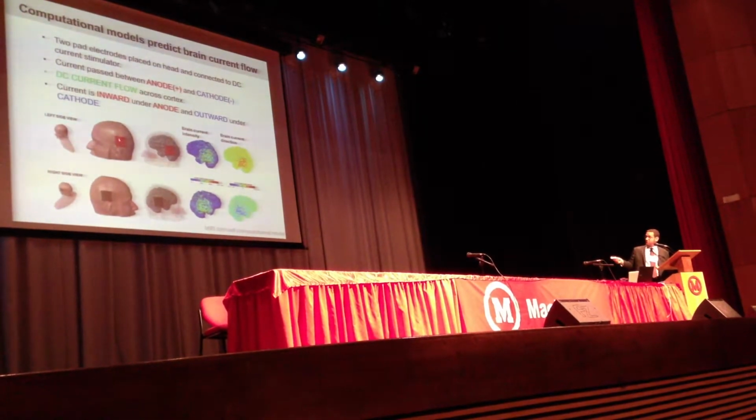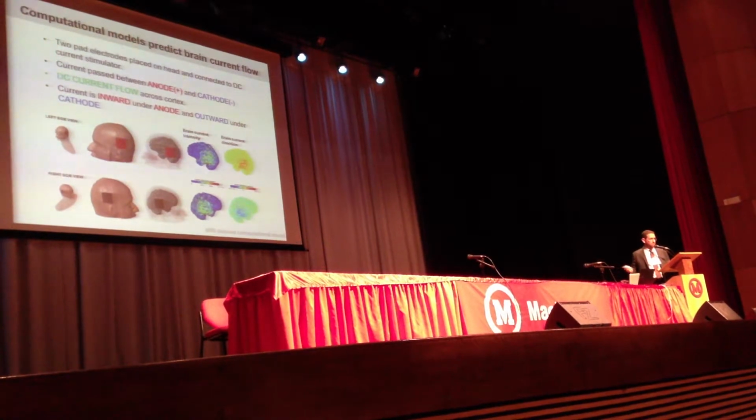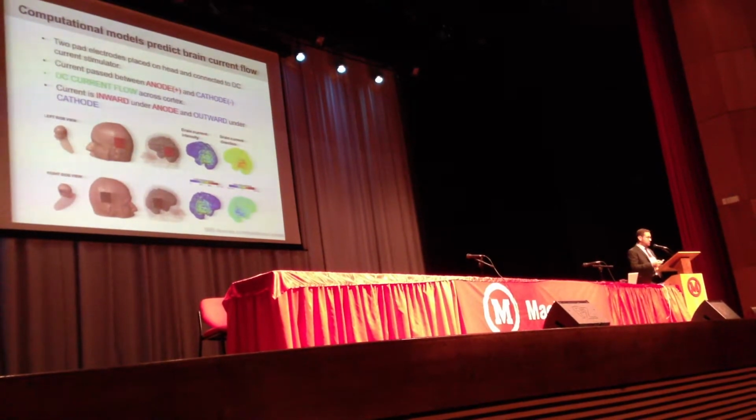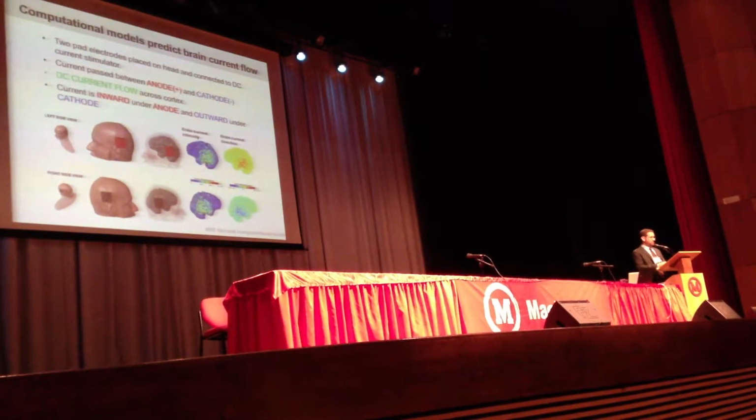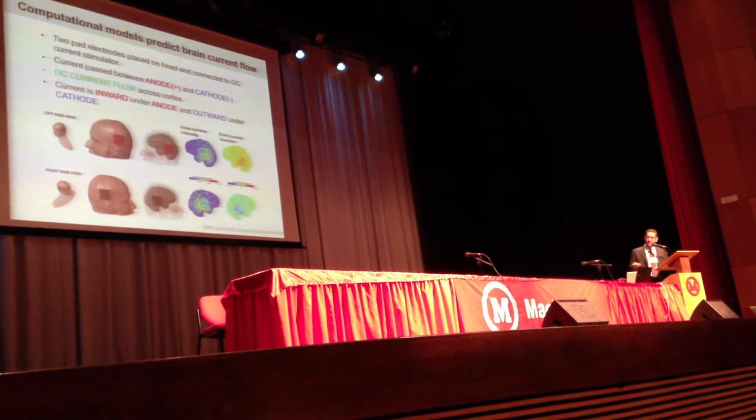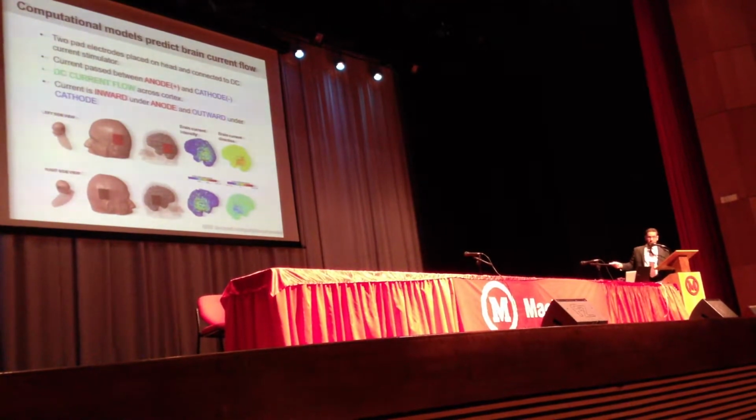Current flows from the anode to the cathode. If there is a head in between those two electrodes, then current will flow across that head. And if there's a brain in that head, then the current will flow across the brain as well. So the models predict where the current flows.